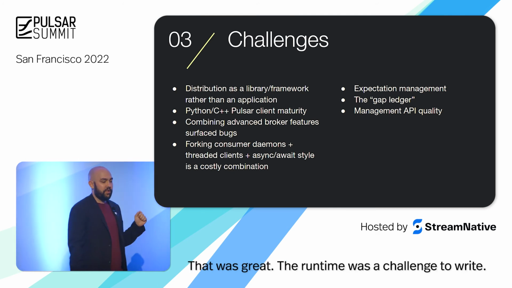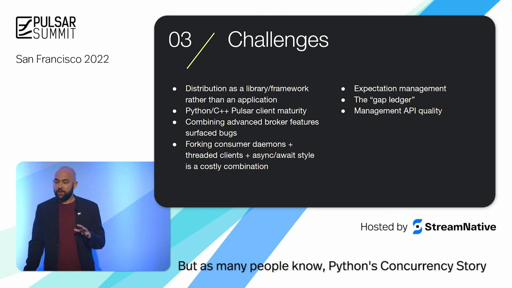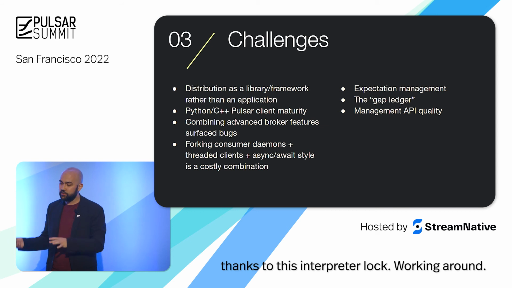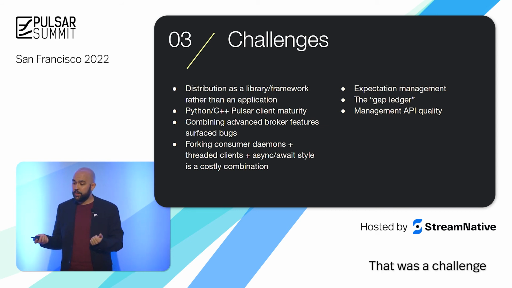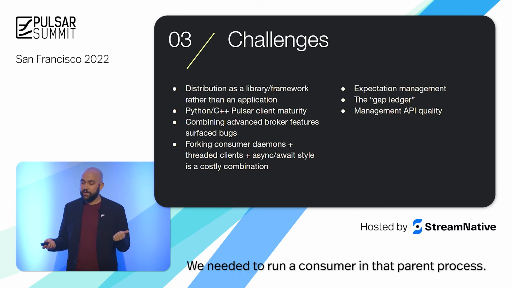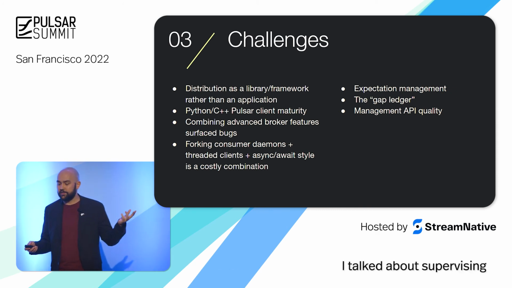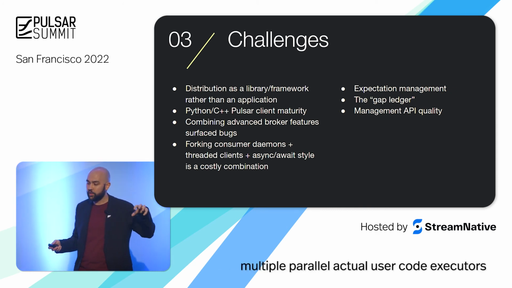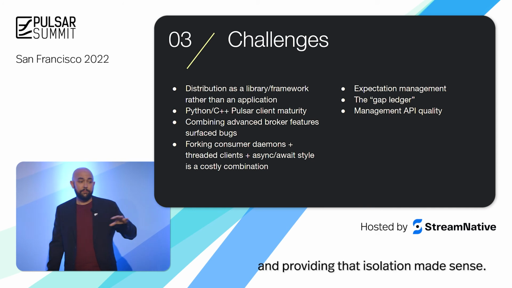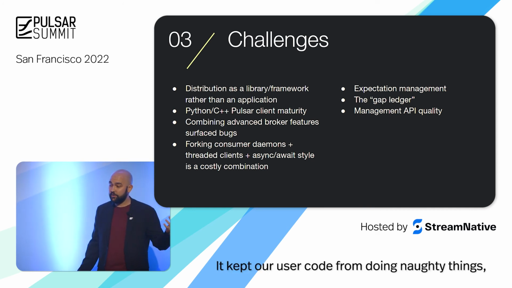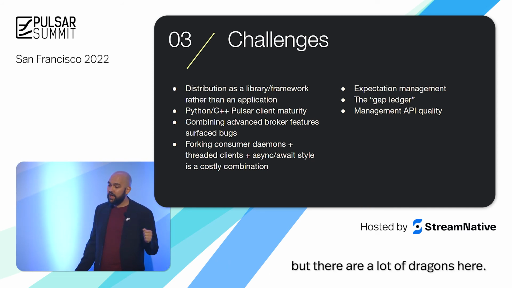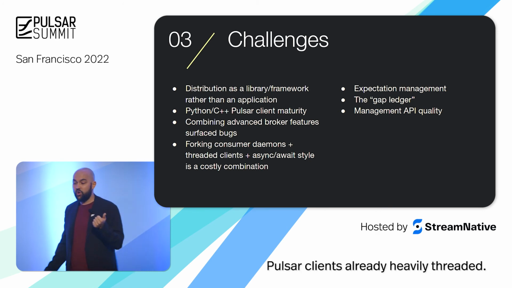The runtime was a challenge to write. This is all hidden from our users, but as many people know, Python's concurrency story is primarily multi-process thanks to the global interpreter lock. Working around that was a challenge. Because of memory and consumer cardinality, we needed to run a consumer in that parent process I talked about, supervising multiple parallel actual user code executors. And providing that isolation made sense. It kept our user code from doing naughty things, but there are a lot of dragons here. Pulsar client's already heavily threaded.